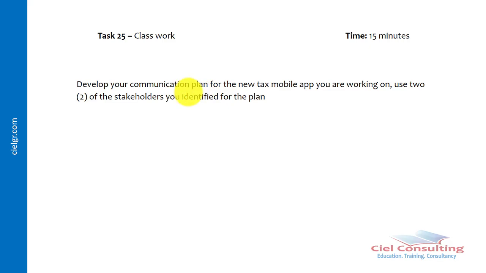So let's refer to our student workbook. You're going to see a template for the communications plan. You're asked to develop your communications plan for the new tax mobile app you are working on. So use two of the stakeholders you identified for this particular plan. When we started this training, in the very first lesson, introduction to project management, we had a lesson that talks about stakeholder identification. We had a task there that asks us to identify our stakeholders. So you can take a look at your stakeholder list and see if you can use two of the stakeholders you've earlier identified to create this communications management plan.